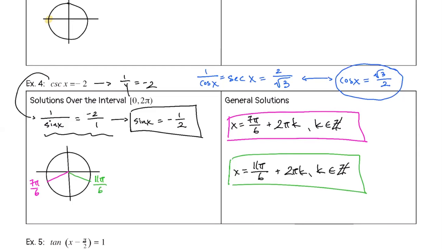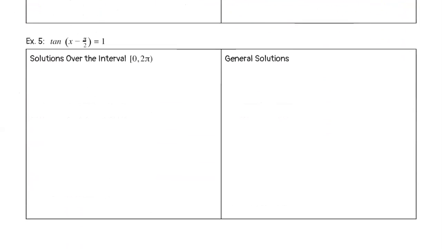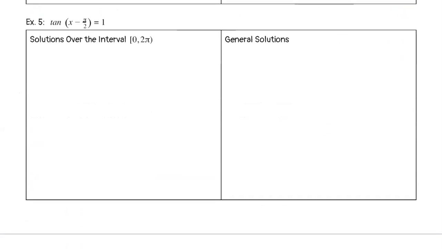Yay, okay, good. All right, so example 5, okay?